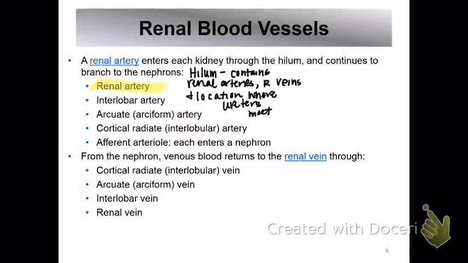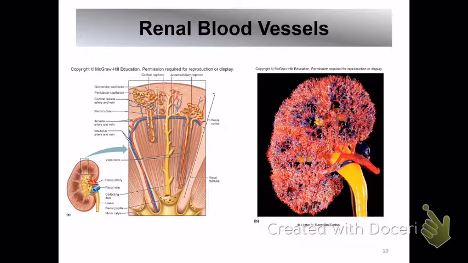And then it separates out interlobar, arcuate. We'll look at all these in the lab. Cortical radiate, so I'm going to show you on a picture. And then the afferent arterioles. Okay, so from the nephron, cortical radiate, arcuate, interlobar vein, renal vein. So let's look at that on a picture here.